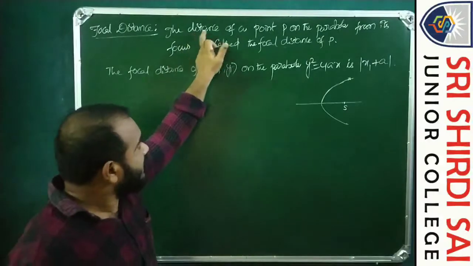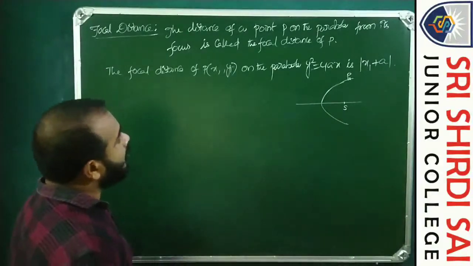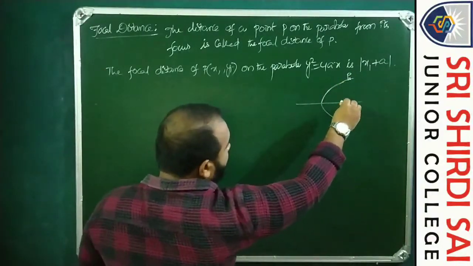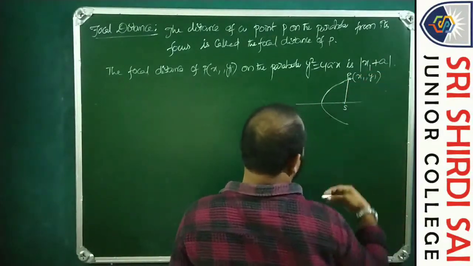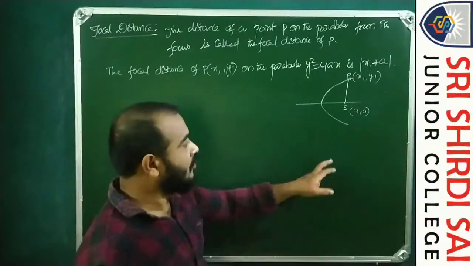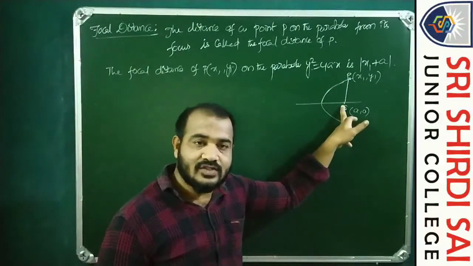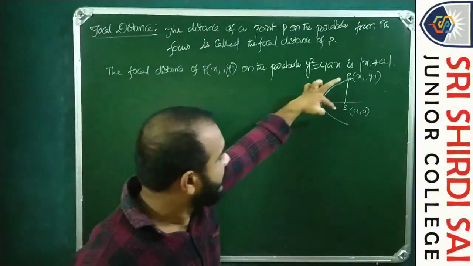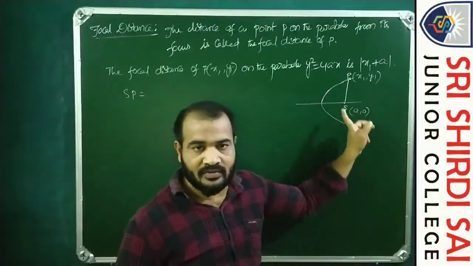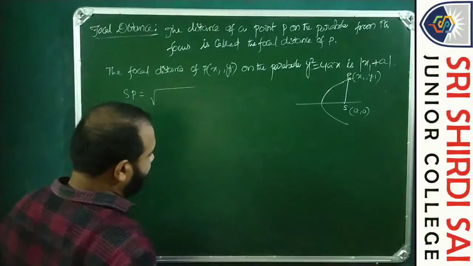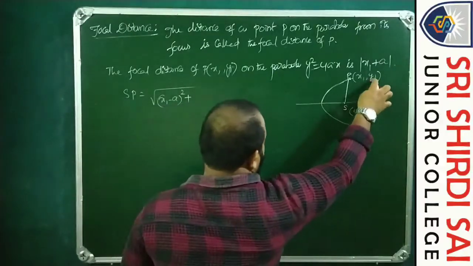Focal distance: the distance of a point P on the parabola. Let us take this is the point P on the parabola. The distance of a point P on the parabola from its focus. Let P be (x1, y1) and S be (a, 0). The distance of P on the parabola from its fixed point focus is called the focal distance, SP. So here SP is equal to how much? Distance between the two points: square root of (x1 minus a) whole square plus (y1 minus 0) whole square.